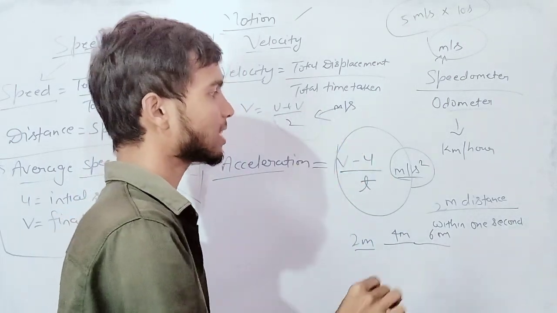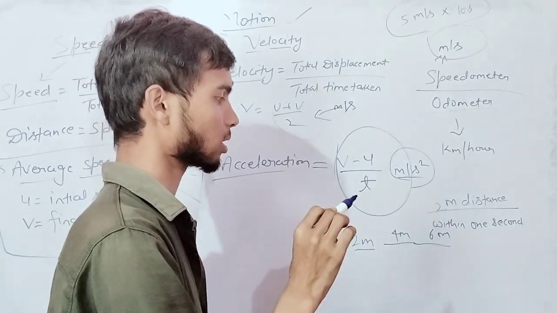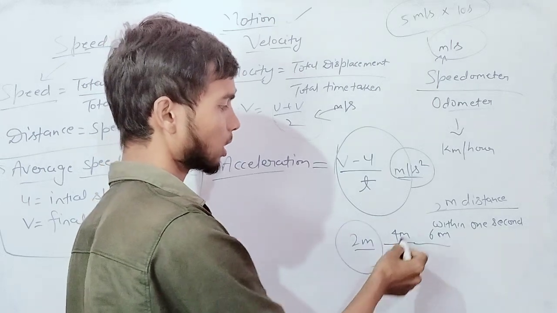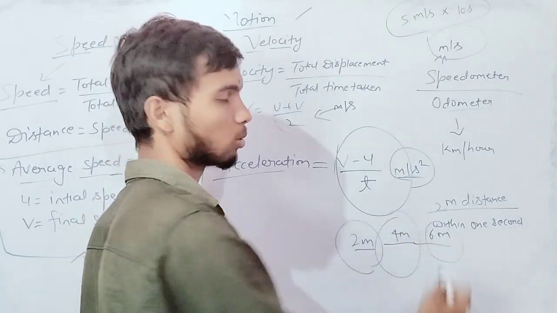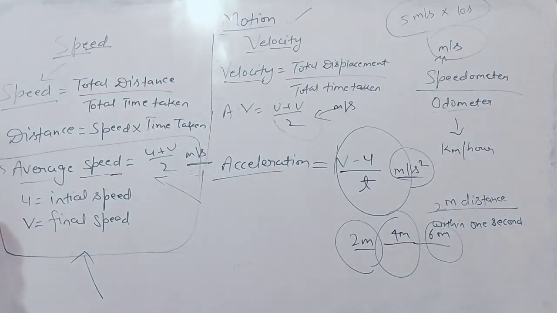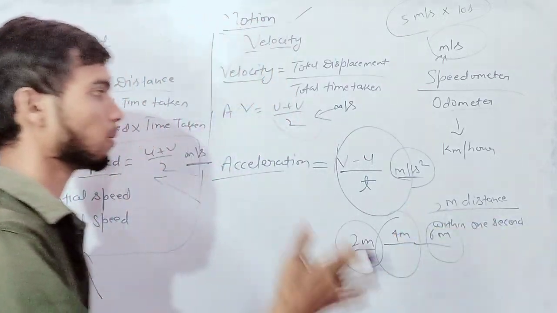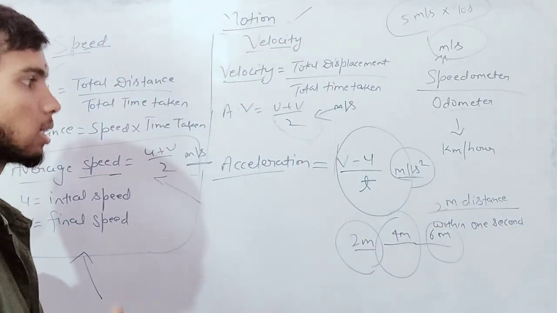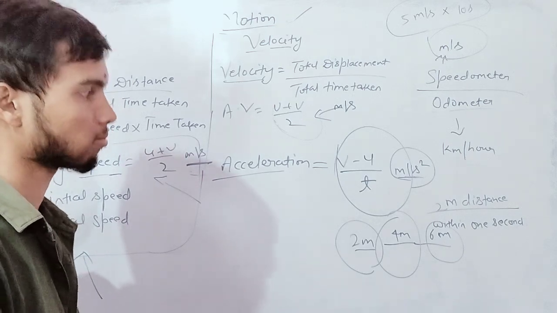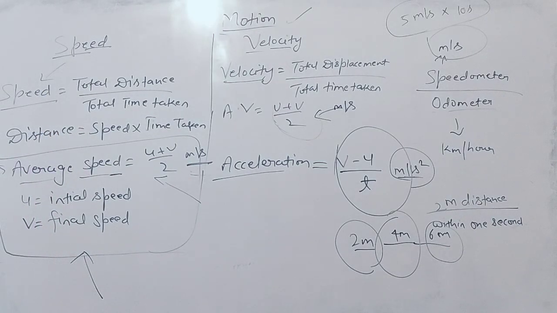So in each second you are covering how much? You were covering 2 meter distance in each 1 second. In 1 second 2 meter, again 2 meter, again 2 meter. That is the meaning of meter per second squared. The square is telling you that for every second, again the same distance comes, 2 meter per second. Clear?